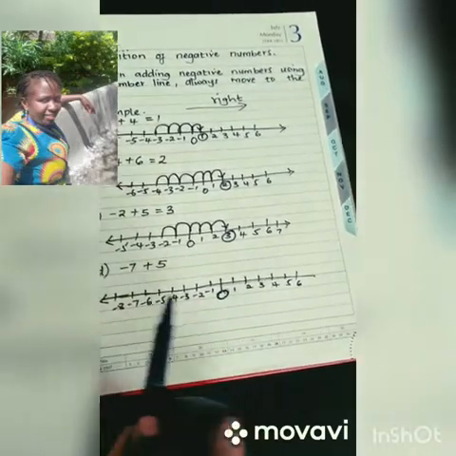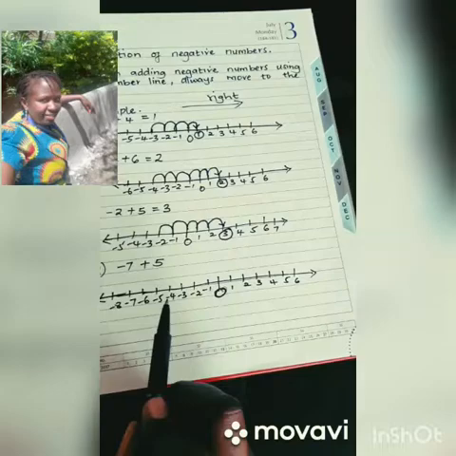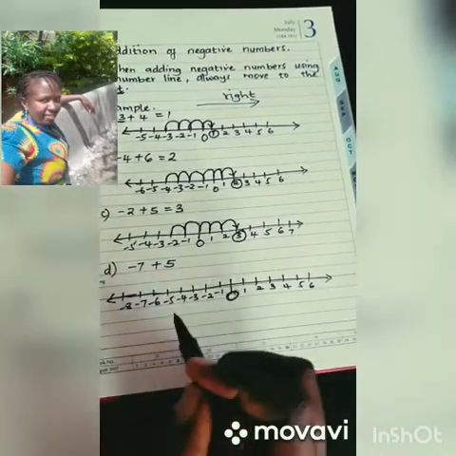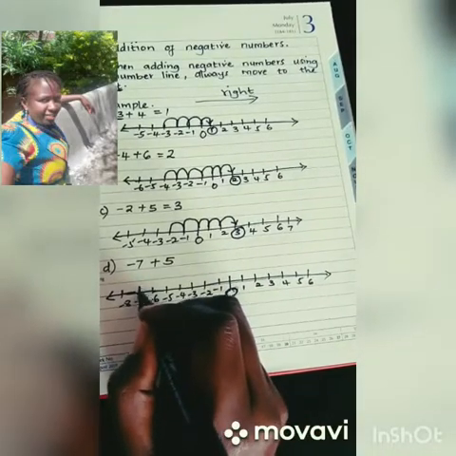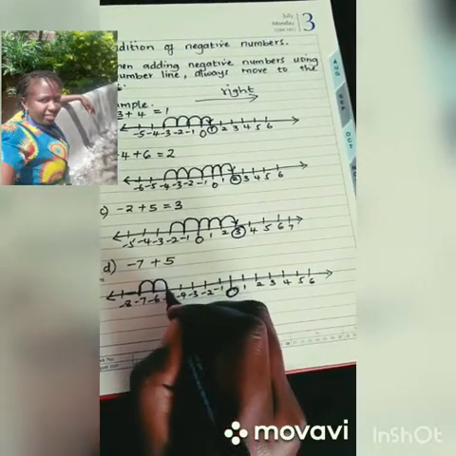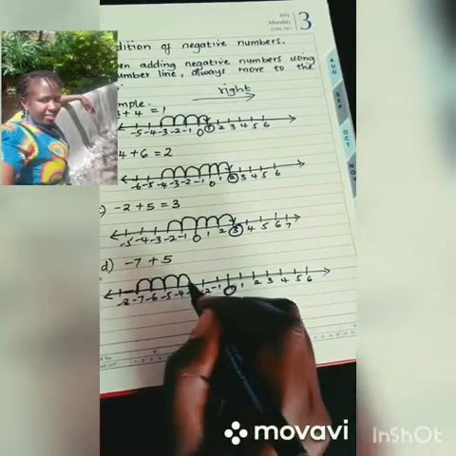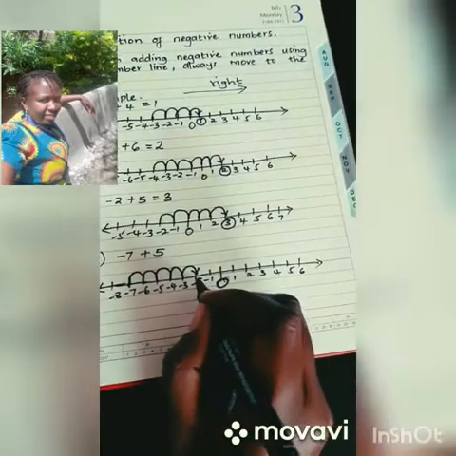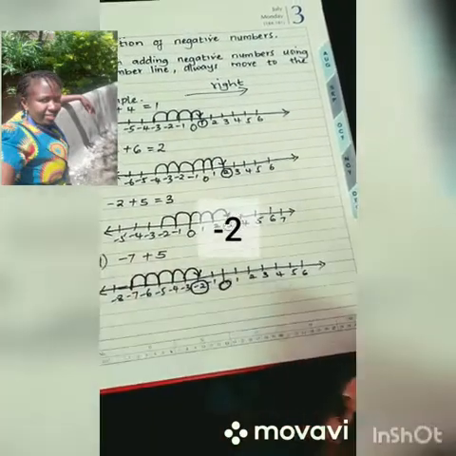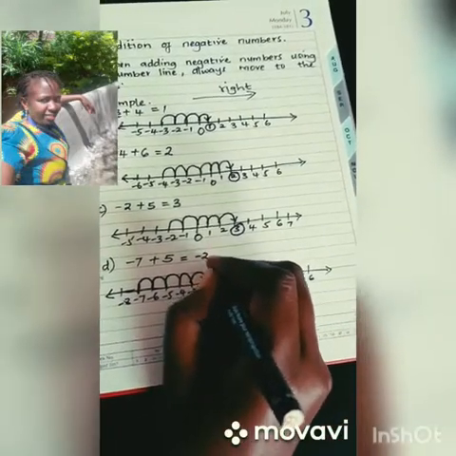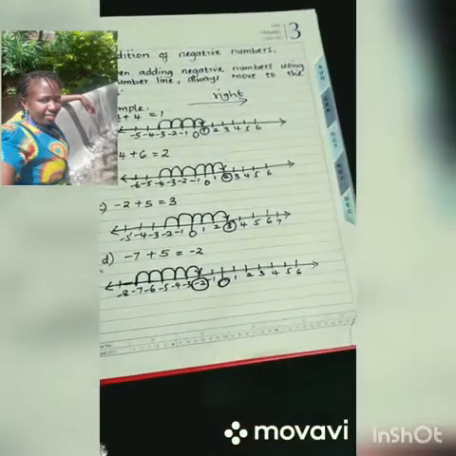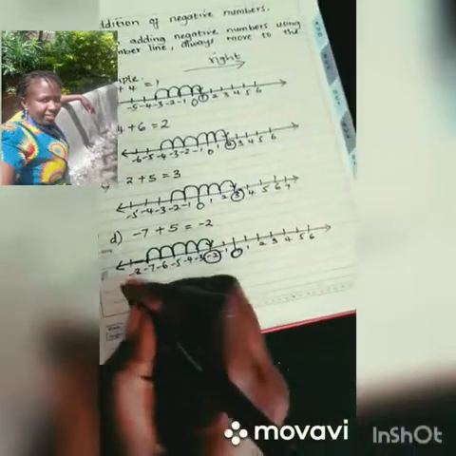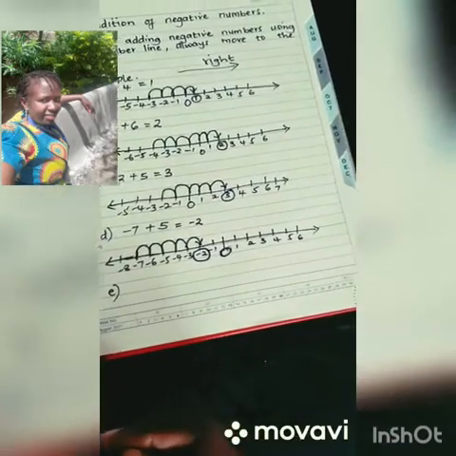-8. That way. So what is our starting point? Our starting point is -7. So -7 plus 5. So -7, we start here, plus 1, plus 2, plus 3, plus 4, plus 5, and that is it. And our answer is what? -2. You see how easy it is? That's how it is.